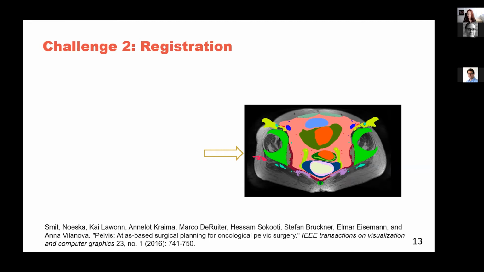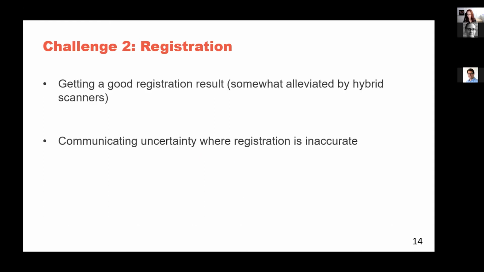Now there's software to do that. For example, Elastix is a famous framework you can use to do registration, but there are still some challenges associated. First of all, getting a good registration result is not always easy. If you have brain imaging data, it's a little easier because the brain and the skull are quite fixed and, let's say, hard.